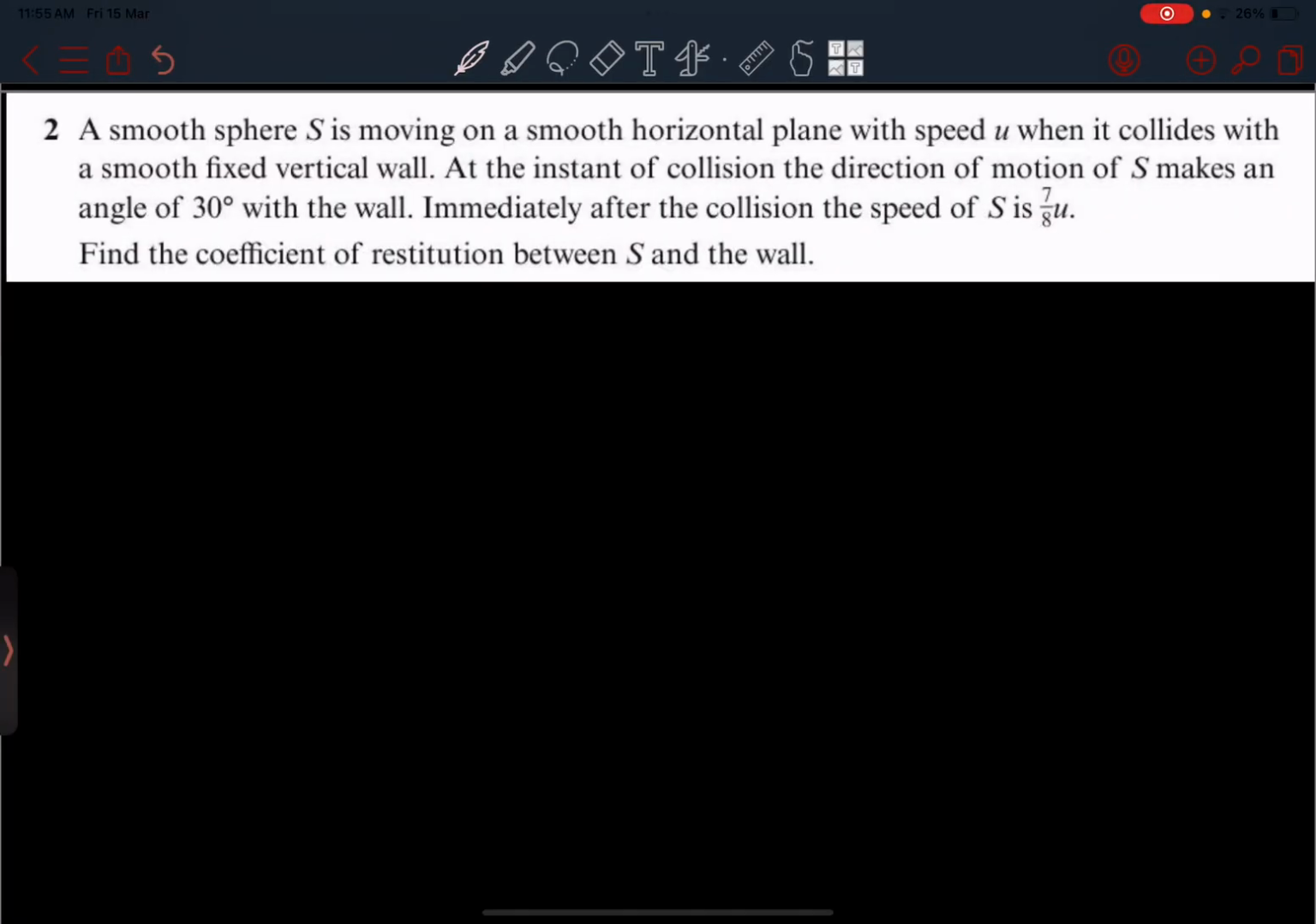Question number 2. Again, we have a smooth sphere. It is moving on a smooth horizontal plane with the speed u. So we know it is going to collide. So it's a smooth wall. It's moving with the speed u.